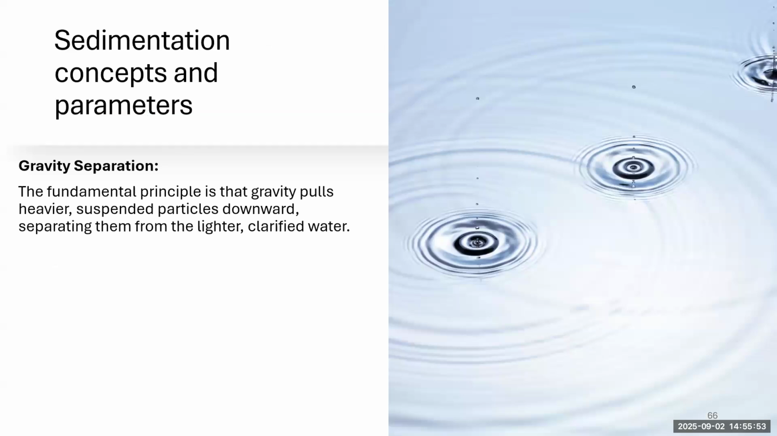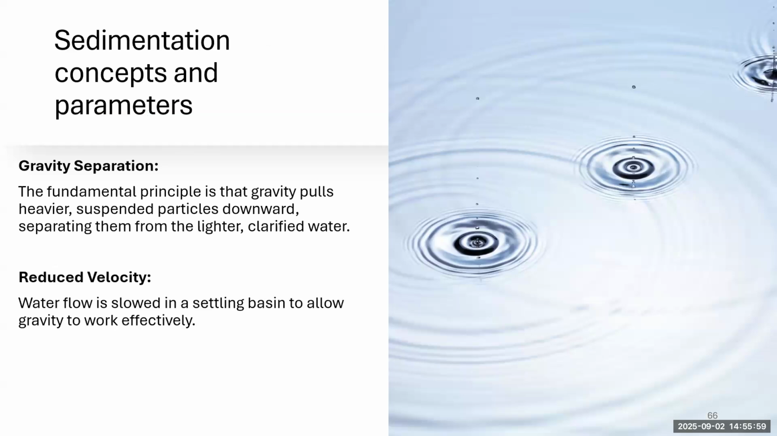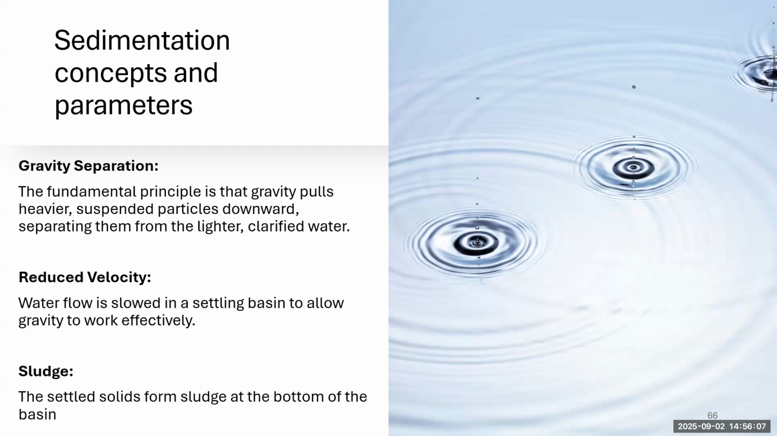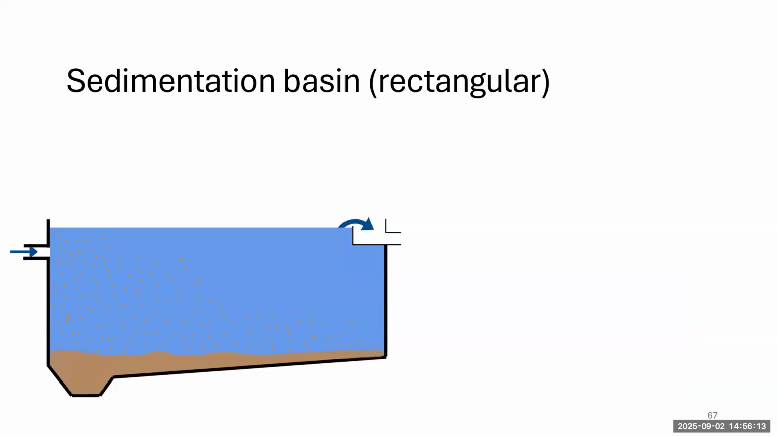In the sedimentation process, we're using gravity to allow particles to settle. You create a zone where you have very slow velocity. The water is almost standing still to allow particles to settle out, and the sludge settles to the bottom of the basin. There's different types of sedimentation basins. We'll just look at a couple general types here.